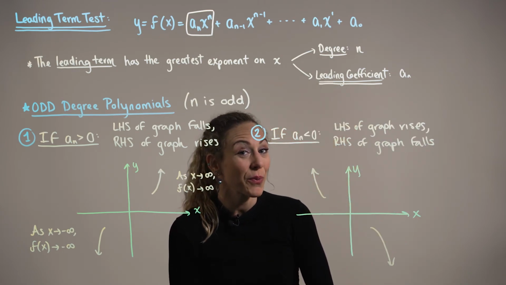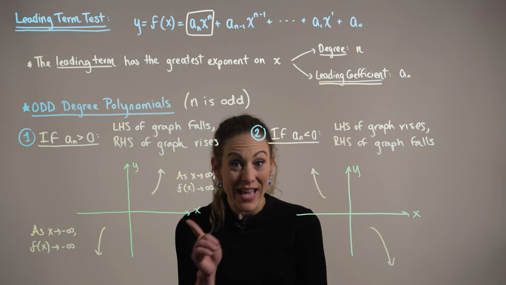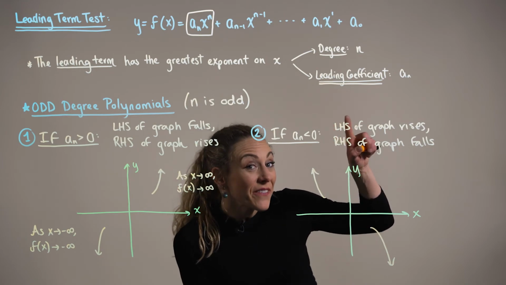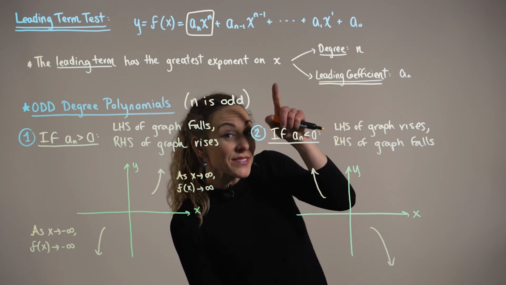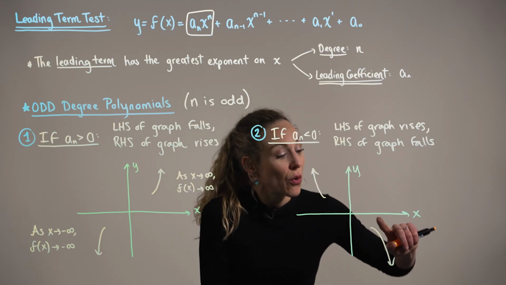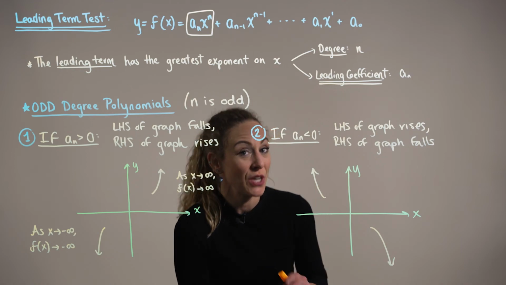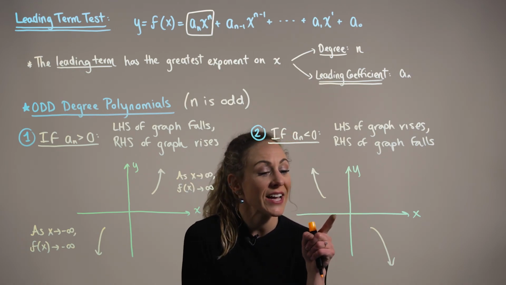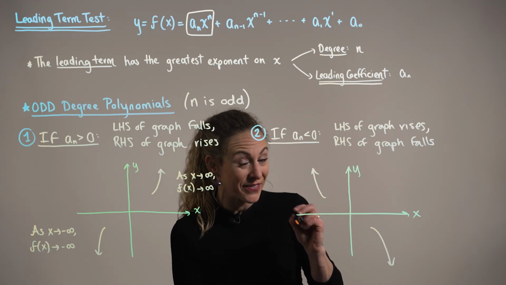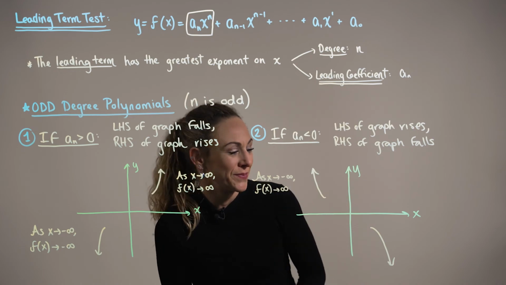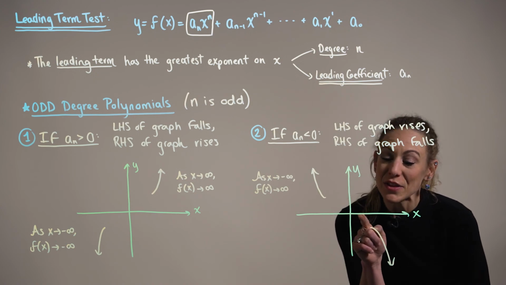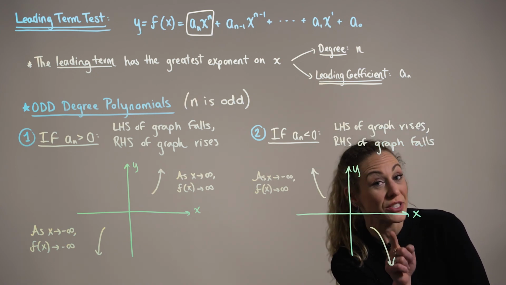So in the case when we're working with an odd degree polynomial with a negative leading coefficient, we can observe that the left-hand side of the graph is going to rise or increase forever, and the right-hand side of the graph is going to fall or decrease forever. So more formally, we can observe that as x is approaching negative infinity, the corresponding y values are approaching positive infinity. And on the right-hand side, we can see that as x is approaching positive infinity, the y values are approaching negative infinity or decreasing forever.